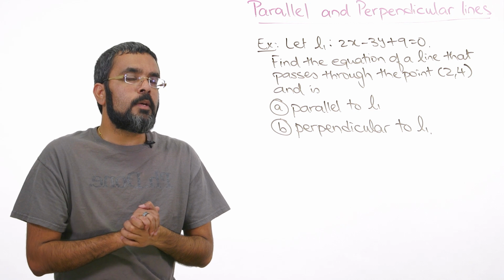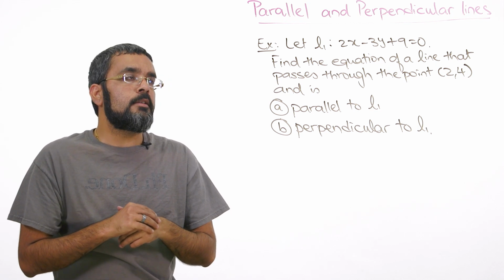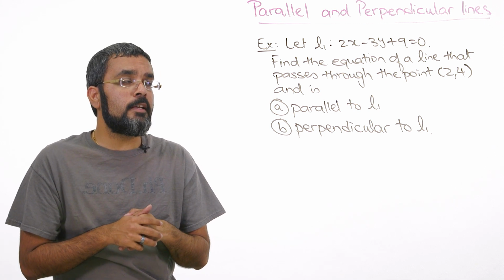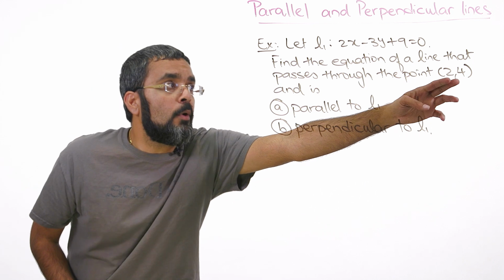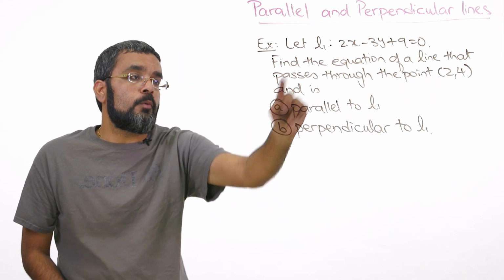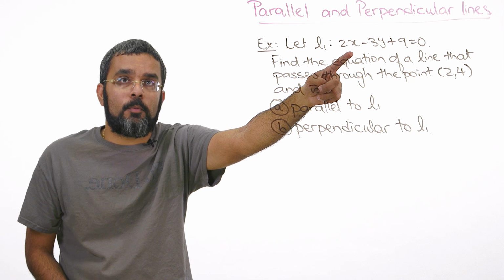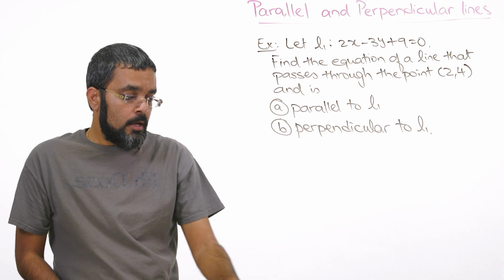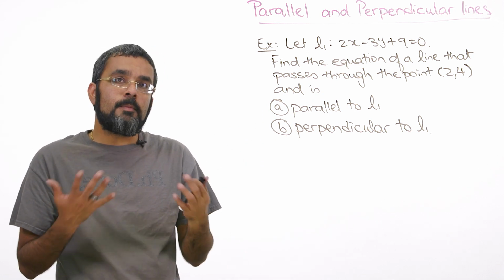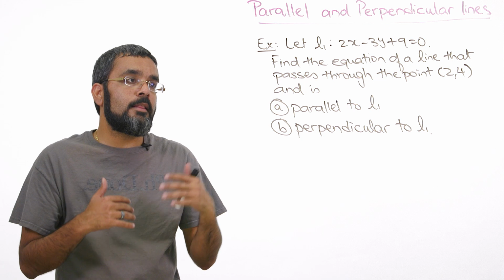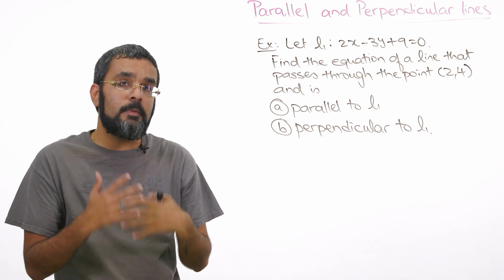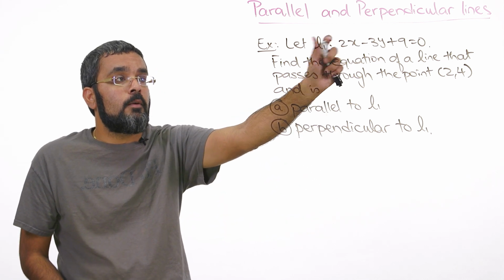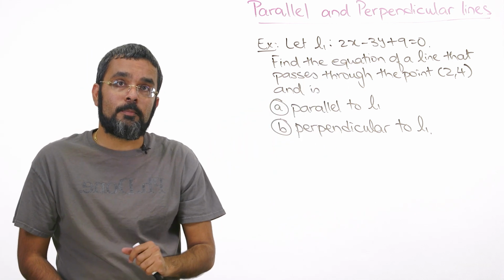Okay, so let's look at this example. We have a line L1 that is 2x minus 3y plus 9 equal to 0. The objective here is to find the equation of a line which passes through the point (2, 4). Part A is you want to find a line that is parallel to L1, and part B is you want to find a line that is perpendicular to L1. Before we start part A or part B, what is important for us? I said that the relationship between parallel and perpendicular can be determined by looking at the slopes. So if I know the slope of this line, then I can figure out what the slopes for the other two lines are supposed to be.